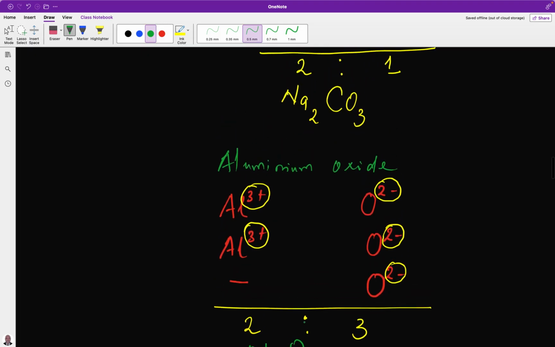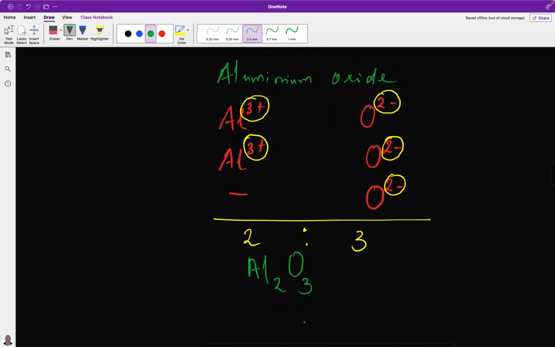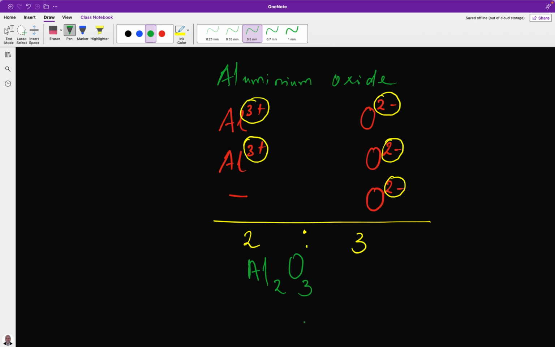Once more, given a compound like aluminum oxide, the first thing you do is write the ions involved: the ion for the metal and the ion for the non-metal. Secondly, can we cancel out the charges? They cannot cancel. So we need to make the charges the same so that we can cancel them out. Let's add another aluminum ion. That is step number 2.